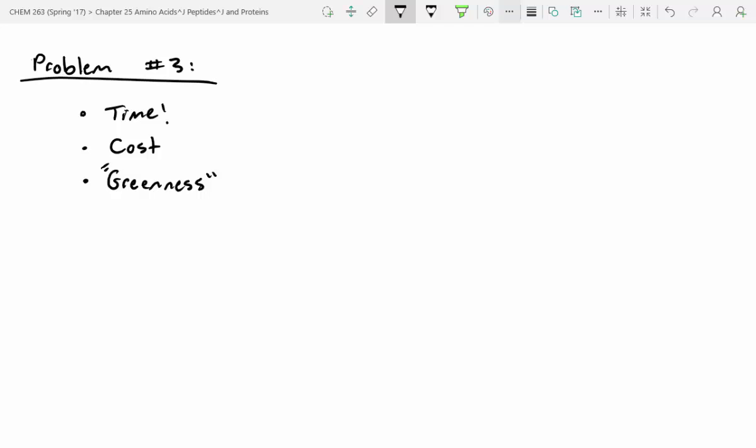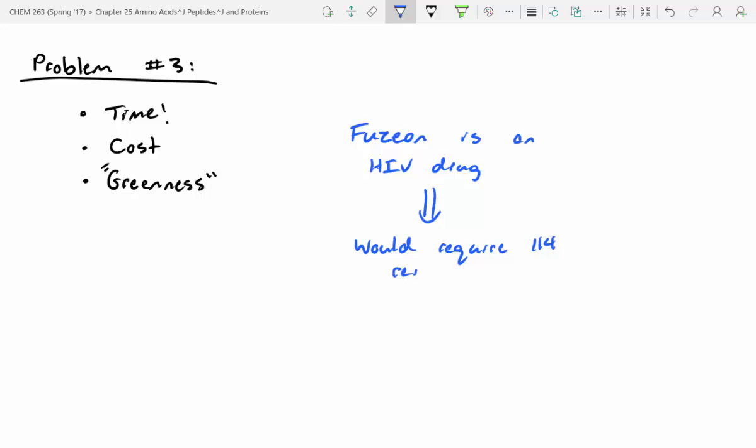So I wanted to give you guys this perspective here. So Fusion is an HIV drug. It's a polypeptide HIV drug. In order to make Fusion using peptide coupling and protection, deprotection schemes, it would take 114 reactions. Which in and of itself sounds pretty daunting, right? I wouldn't want to have to do 114 reactions.